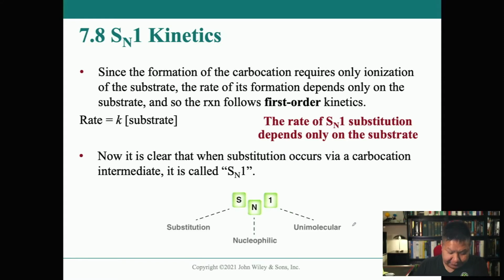Good stuff. Since the formation of the carbocation requires only ionization of the substrate, the rate of its formation depends only on the substrate, which makes sense, right? And so the reaction follows first order kinetics, where the rate equals k times the concentration of the substrate. The rate of the SN1 substitution depends only on the substrate, right?